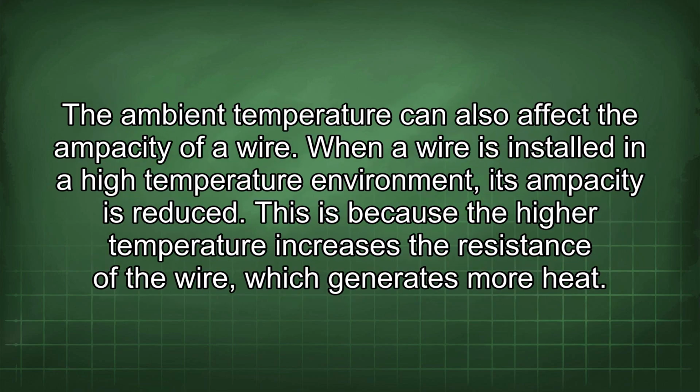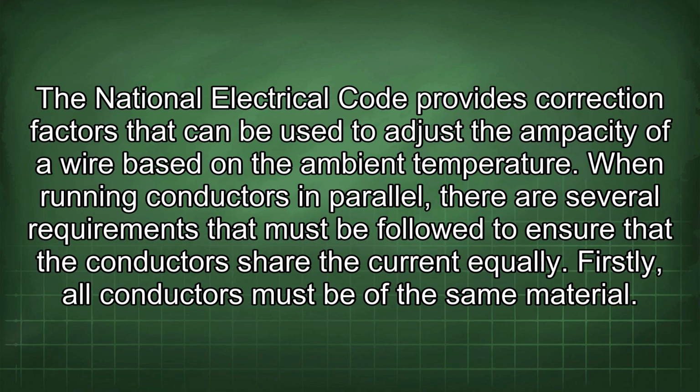The ambient temperature can also affect the ampacity of a wire. When a wire is installed in a high-temperature environment, its ampacity is reduced. This is because the higher temperature increases the resistance of the wire, which generates more heat. The National Electrical Code provides correction factors that can be used to adjust the ampacity of a wire based on the ambient temperature.